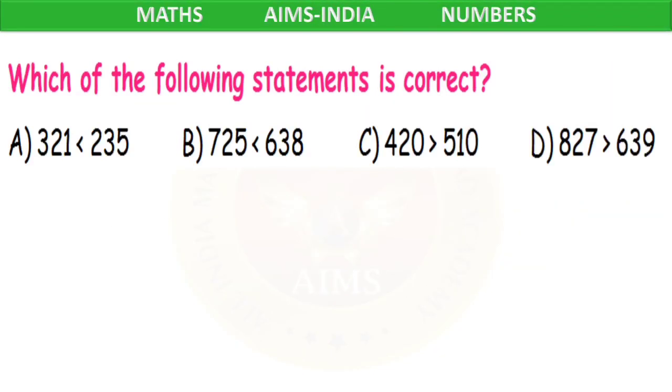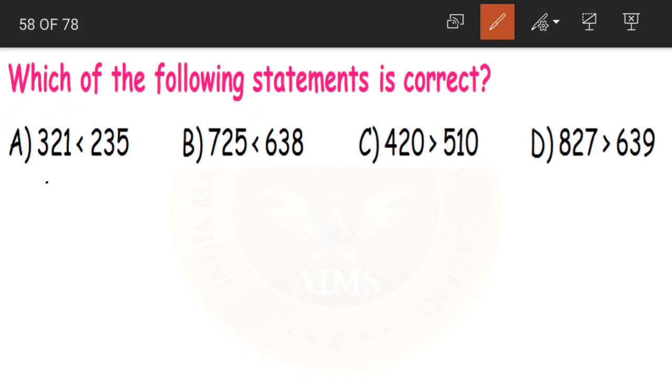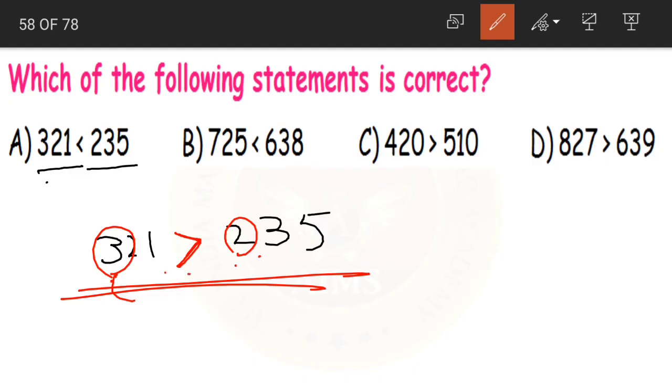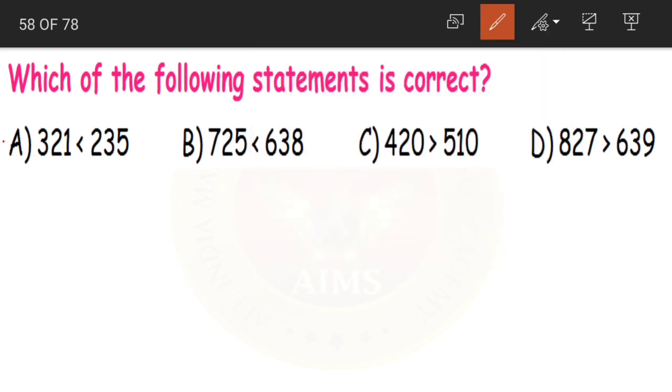Clear, children? Next question. Which of the following statements is correct? Now, yes, we have done a similar problem. Yes, similar problem, but here the numbers are different. Option A is 321 is greater than 235. So, I will take without the symbols first. Now, if we need to compare the digit in highest place value, this is 3 and this is 2. 3 is greater than 2. So, it should be like this, 321 greater than 235. But here it is less than symbol. So, option A is not correct.